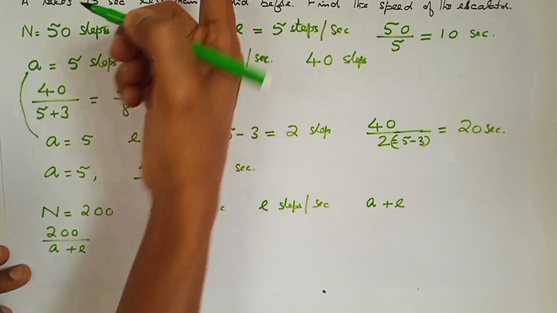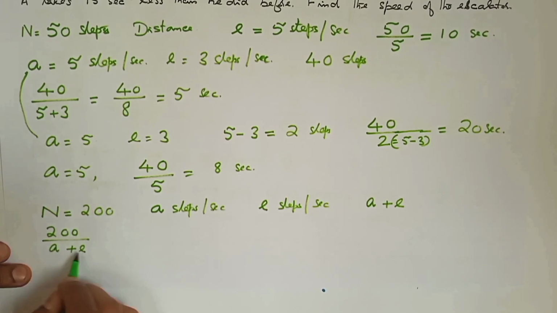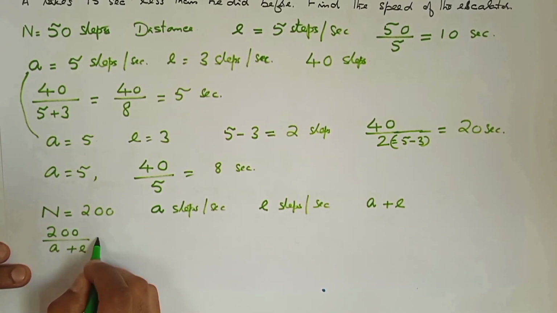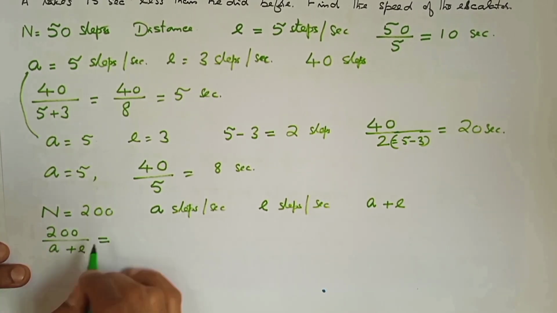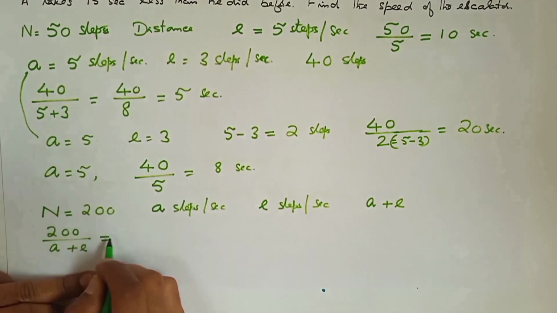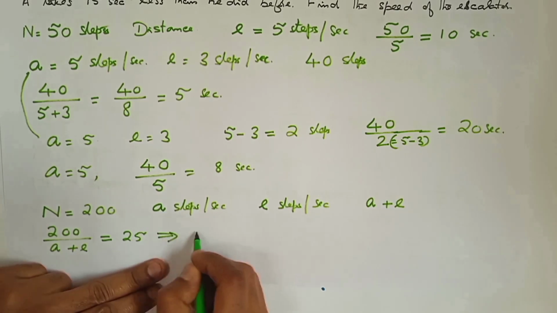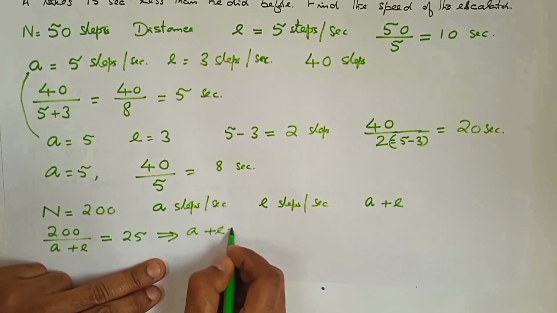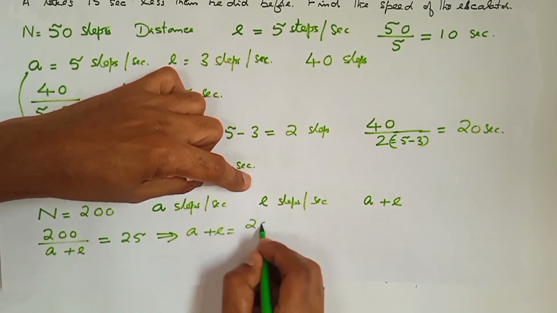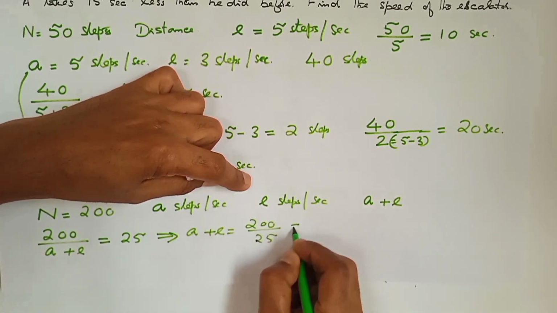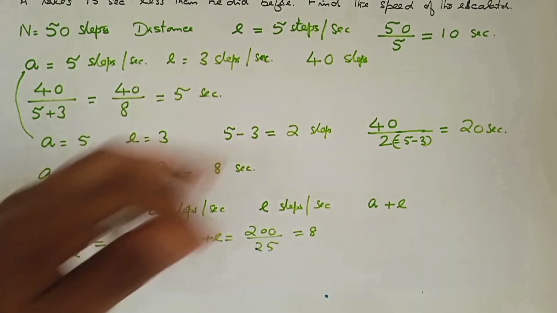In the first case, this distance, and this is the total speed, or rather the effective speed, and distance by speed is equal to time, given to be 25 seconds in the problem. So you get a simple equation, cross multiply, you get 200 by 25, which is 8. What else does it say?